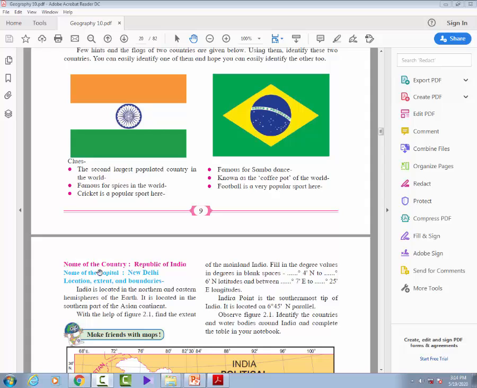The first flag is of the country Republic of India, right? The capital of India is New Delhi. Okay. Now, location, extent and boundaries for both the countries. Okay, the second country, can anyone guess? The name of the second country is, yes, Brazil. Now in this particular lesson we have to study the exact location of India as well as Brazil on the globe.